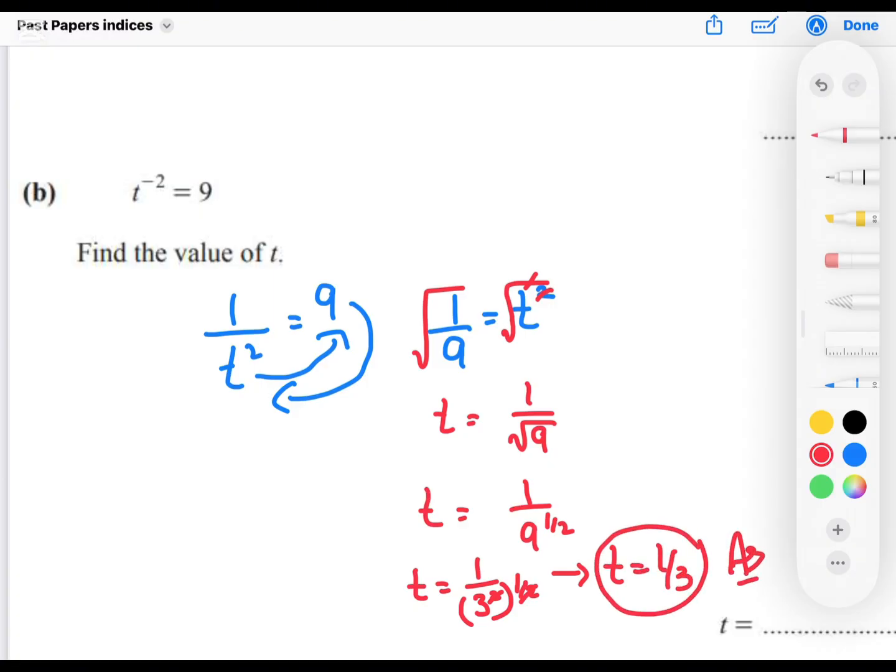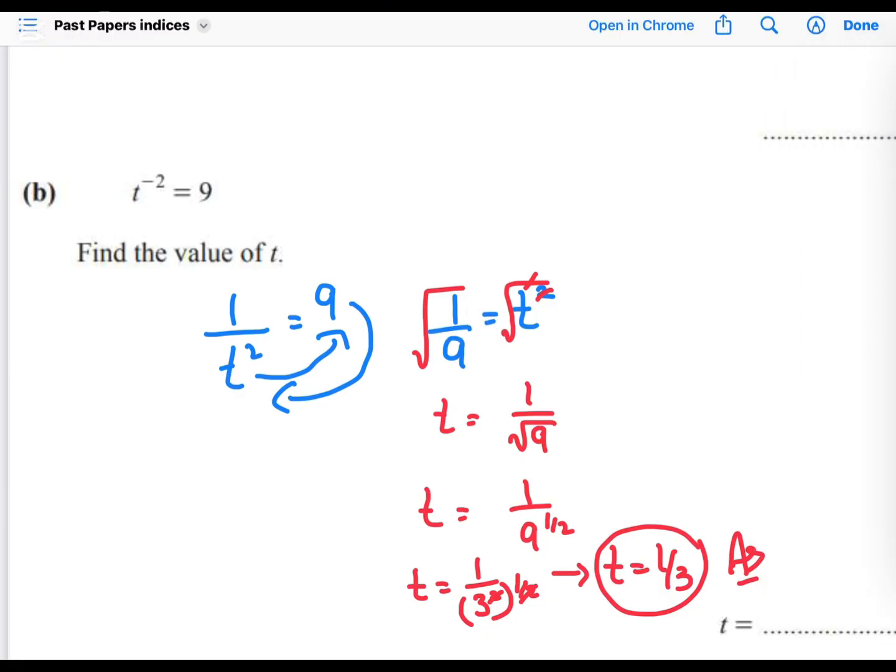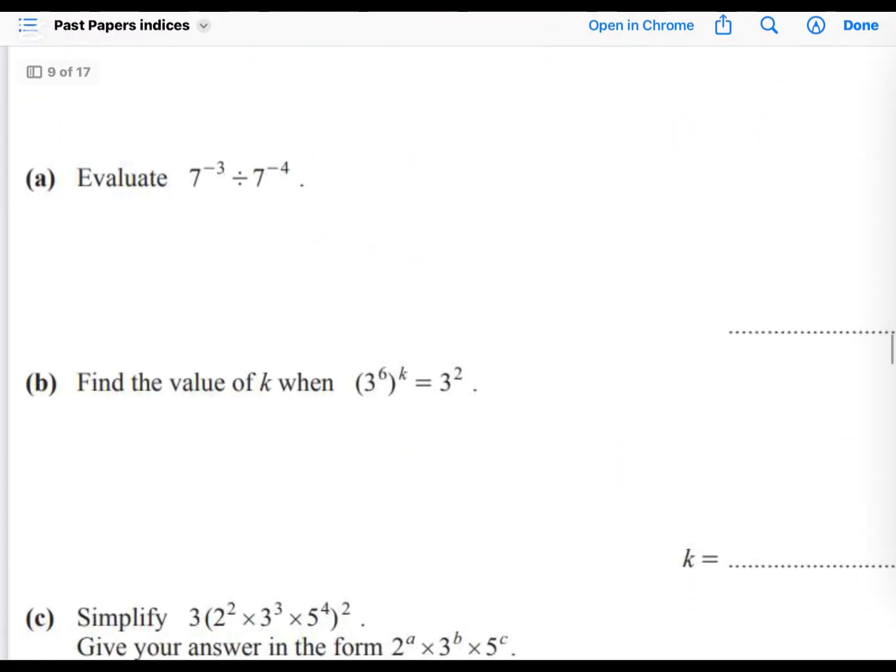So I hope everything is clear in this question. Just do practice as much as possible. You will get the link in the description of this file as well. Now moving towards the next.